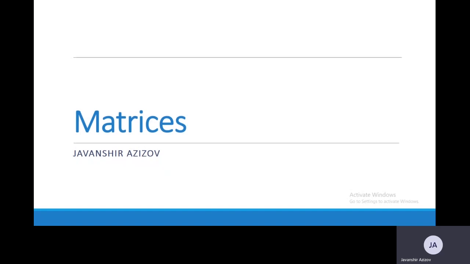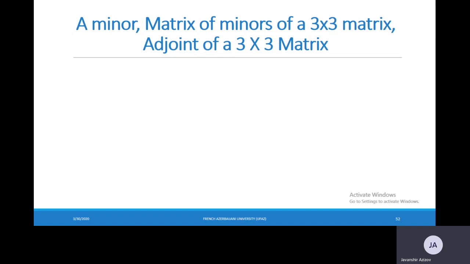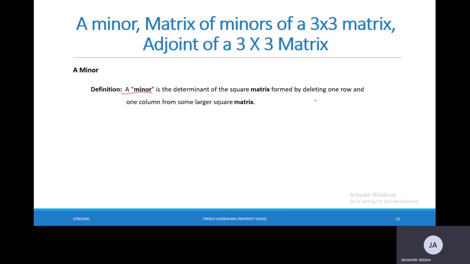Hello everyone, in this video I will talk about a matrix of minors and the adjoint of a 3 times 3 matrix. A minor is a determinant of a square matrix formed by deleting one row and one column from some larger square matrix. Remark. The number of minors of an n times n size matrix is n times n.